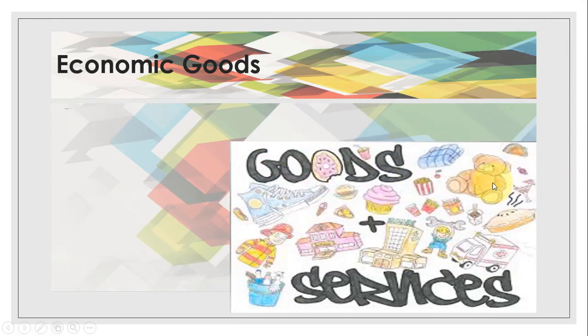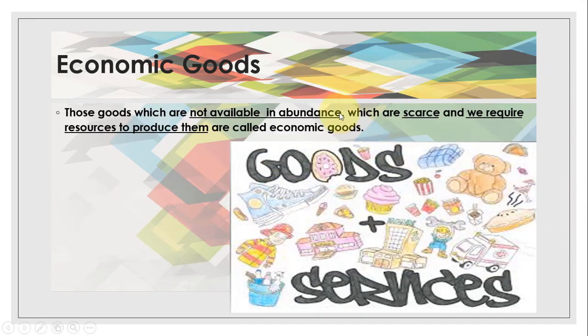Okay, economic goods. Economic goods are totally the opposite of free goods. How do we define them? We say those goods which are not available in abundance, which are scarce, and which require resources to produce them, are called economic goods. If you observe carefully, all the goods and services we buy are basically economic goods. Another way to say it is that all those goods which we use in everyday life are basically economic goods.